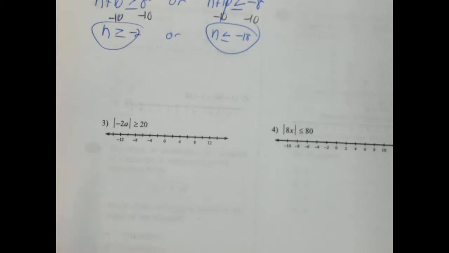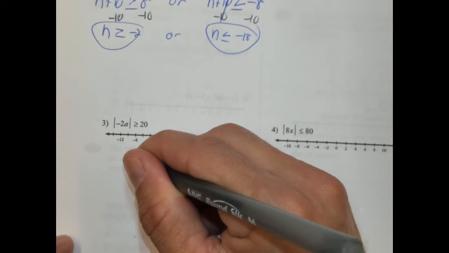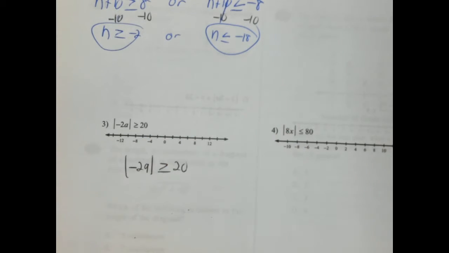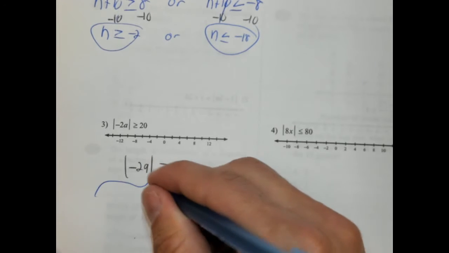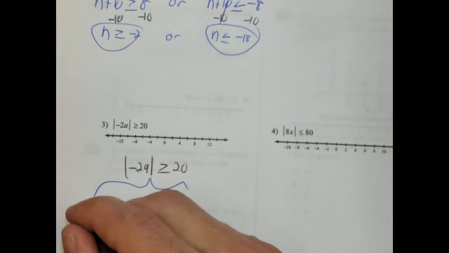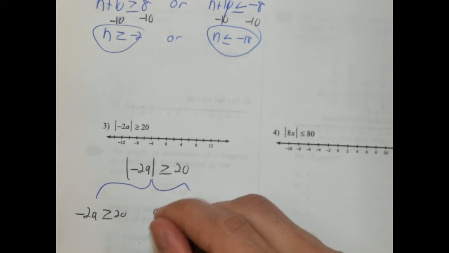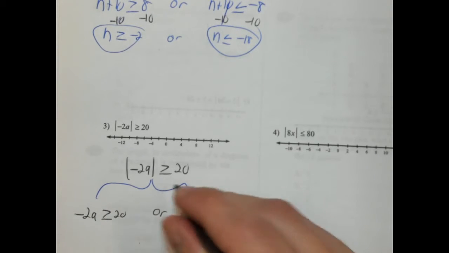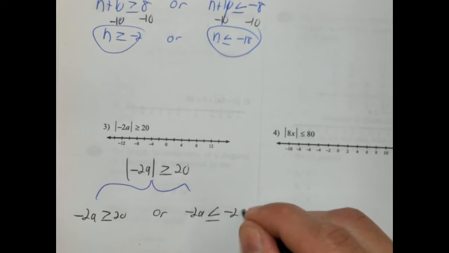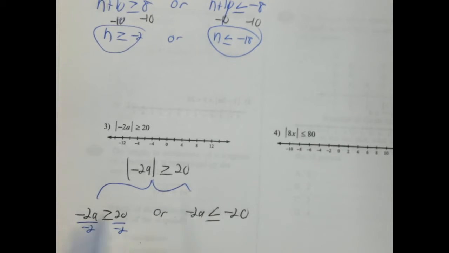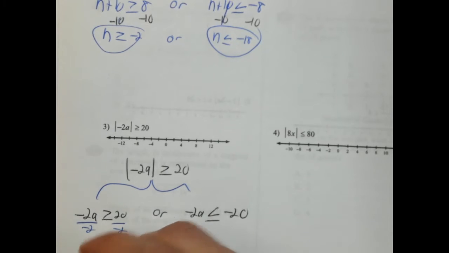Alright, here we're going to rewrite that. So we're going to write the absolute value of negative 2a is greater than or equal to 20. So we're going to split this and rewrite it. So negative 2a is greater than or equal to 20. That's an OR statement. Negative 2a is less than or equal to negative 20. So now we divide by negative 2.